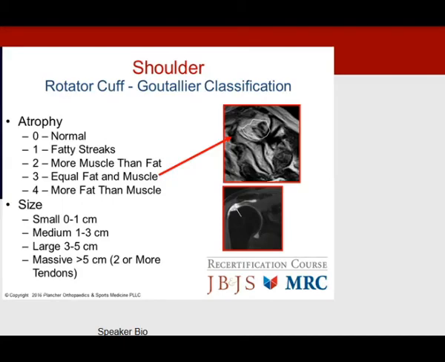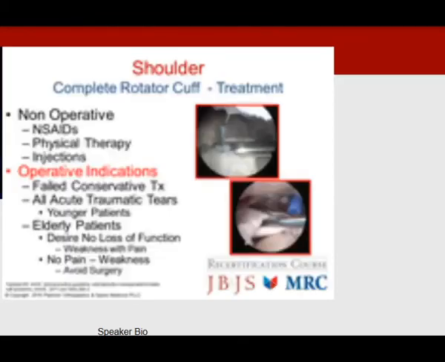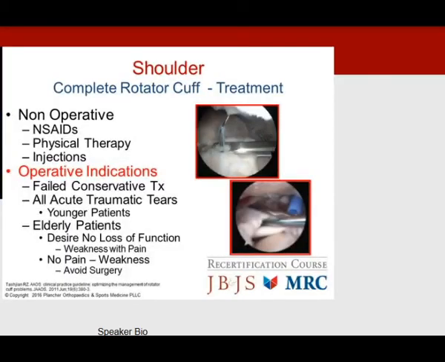In any event, understanding fat atrophy, or the Goutallier classification, is so helpful to understand the successive outcome. The more, that is, with equal fat and muscle or more fat than muscle, be cautious. Warn your patients, warn yourself, that outcomes may not be as successful and re-tears can occur with a rotator cuff tear. Non-operative treatment can still be a mainstay with a complete rotator cuff tear, with non-steroidal anti-inflammatories and injections.